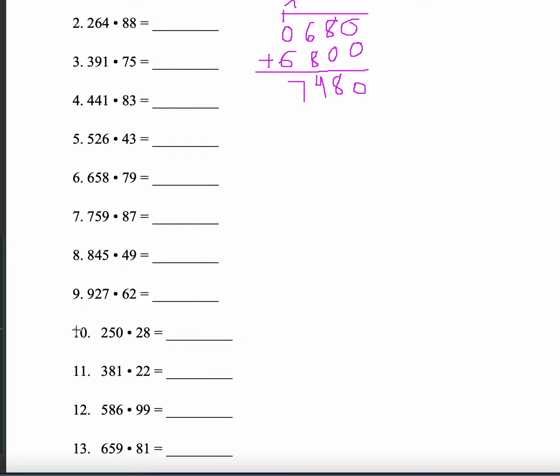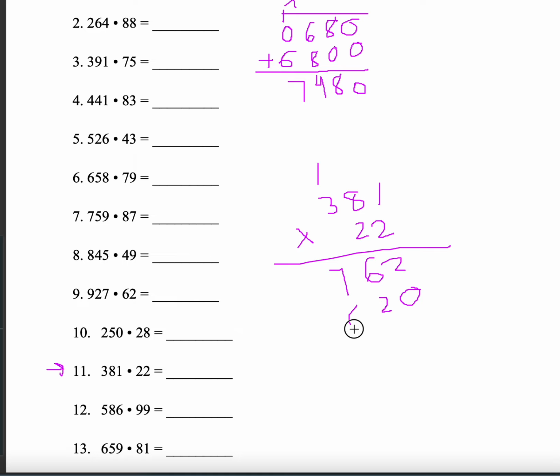Let's quickly look at 381 times 22. This is 2. This 8 times 2 is 16. We add the 1 here. 3 times 2 is 6 plus 1 is 7. We add a 0 because we're moving on to the second digit. 1 times 2 is 2. 8 times 2 is 16 again.